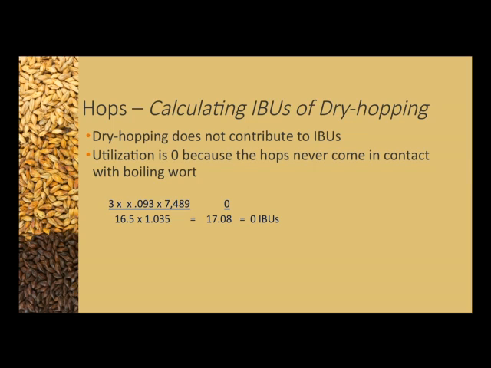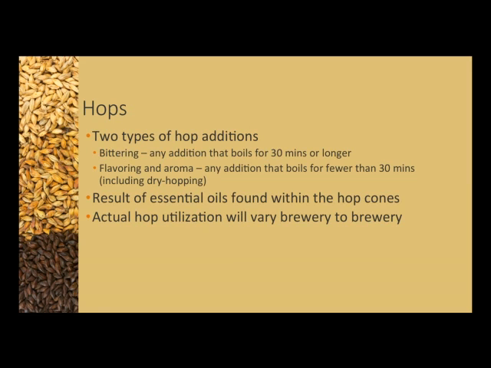It should be noted that there are 2 types of hop additions done during and after the boil. The first is for bittering and includes all additions that come in contact with the boiling wort for 30 minutes or more. The other is for flavor and aroma and are only in contact with boiling wort for 0 to 30 minutes and include hops added during knockout and dry hops.